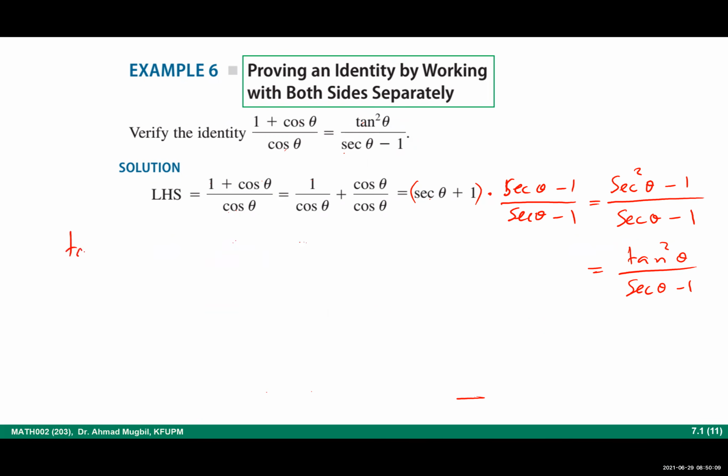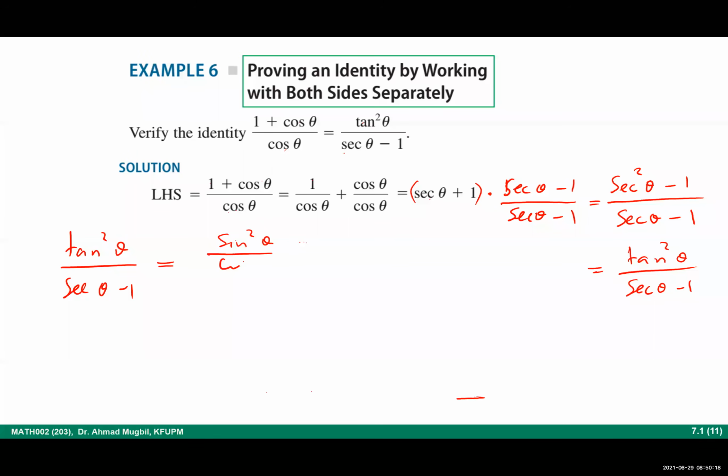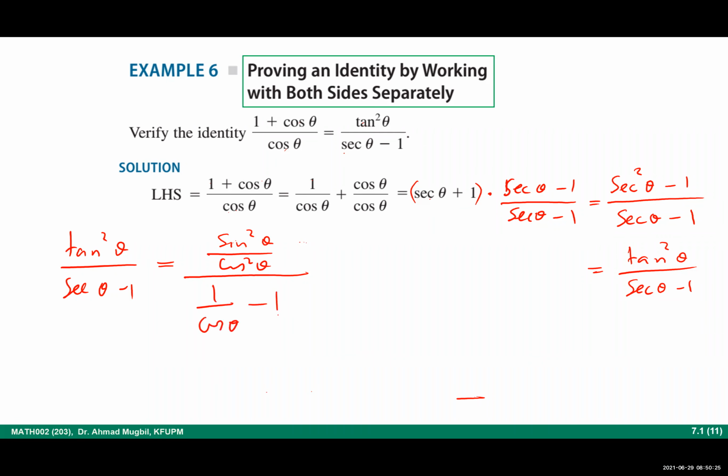We have tan squared theta over secant theta minus 1. Tan squared is sine squared theta over cosine squared theta. Over secant theta is 1 over cosine theta minus 1. Be careful here, Shabab. Let me write it as it is: sine squared theta over cosine squared. Now this is the common denominator. Here we have 1 minus cosine theta over all cosine theta.